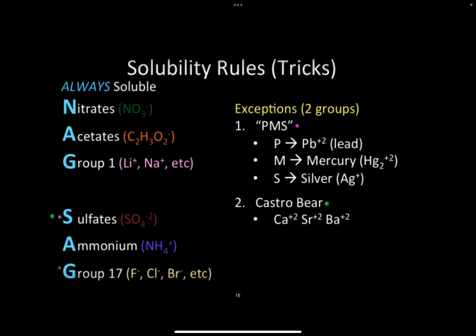This is also another one just to use to help you remember this, solubility rules. We have always soluble NAGS and SAG. So nitrates, acetates, group 1, sulfates, ammonium, and group 17. The exceptions are PMS, which is lead, mercury, and silver, and CaSrBa, calcium, strontium, barium. So it's a good mnemonic device to remember your solubility rules by.